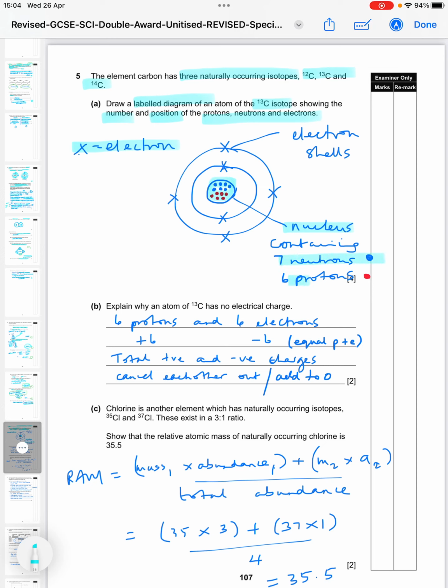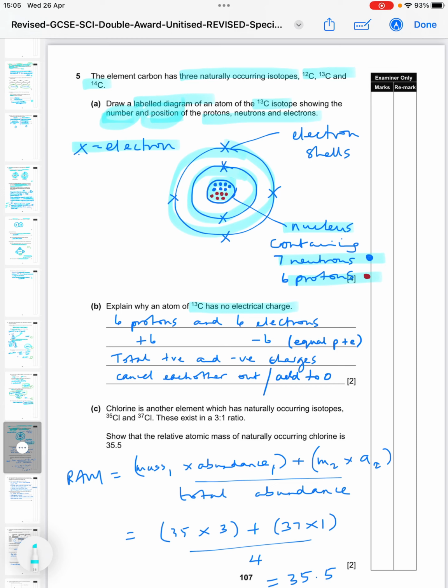I've drawn the nucleus here in the middle, and in it I have said 7 neutrons and 6 protons, and I've shaded the neutrons in blue and the protons in red. And then we have these electron shells, and I have the correct number of electrons, which is 6. So 4 marks for that, and you have to be explicit in what you're saying. You can't just say the nucleus containing protons and neutrons. You need to say how many of them there are, because it says show the number and the position.